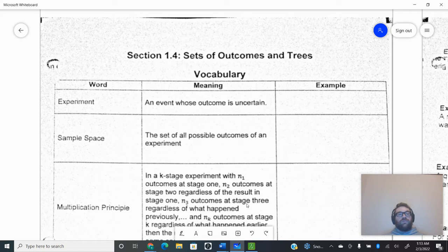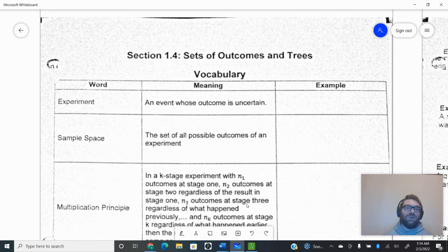Hi guys, we're going to start section 1.4 today for sets of outcomes in trees, and I personally think that stuff is going to be a bit easier than what we've been doing so far. So what we're basically doing in this section is finding the probability for outcomes, or how many different kinds of outcomes there are for a given scenario. So let's go on to some vocab first, get that out of the way.